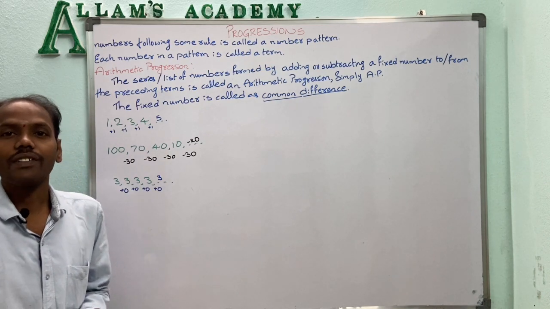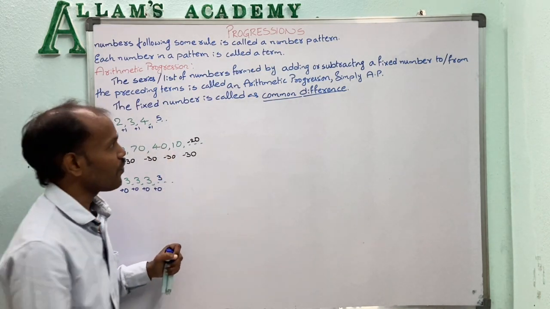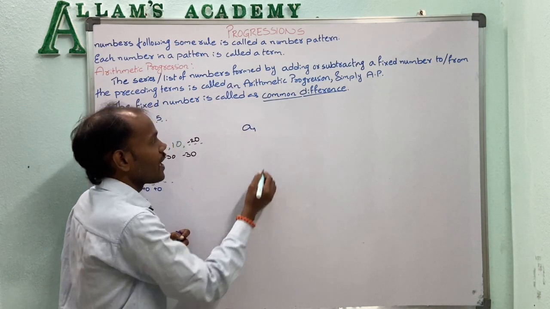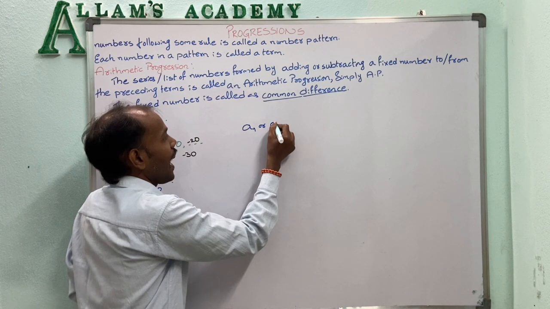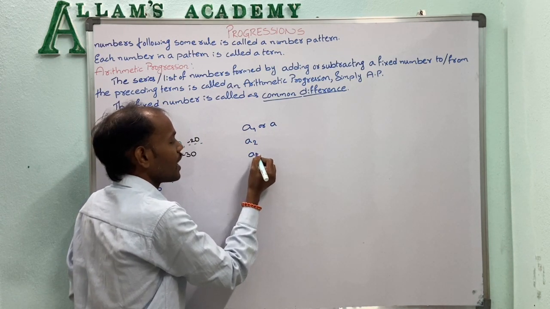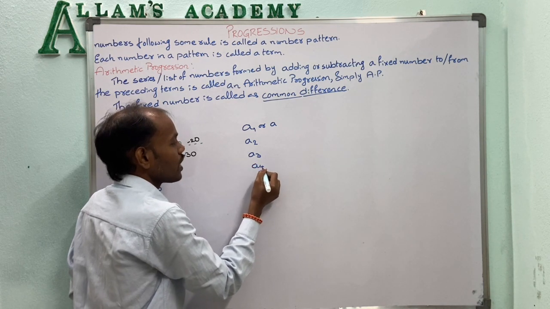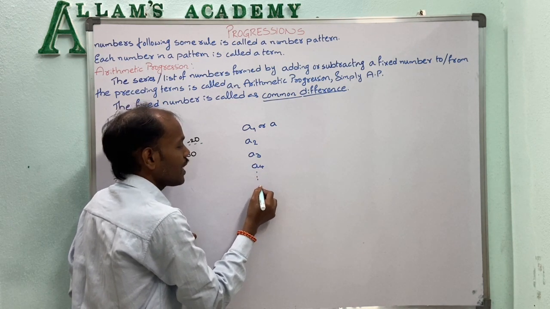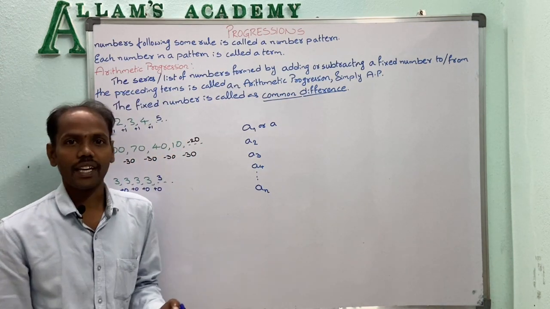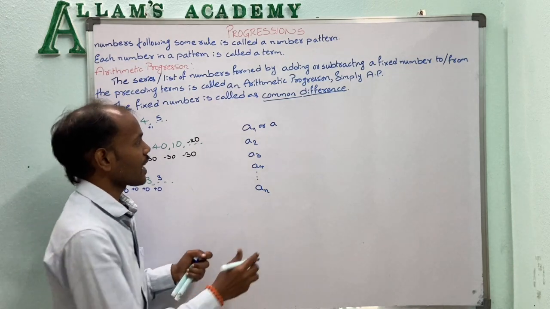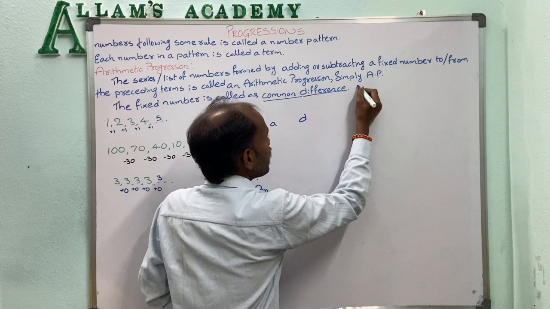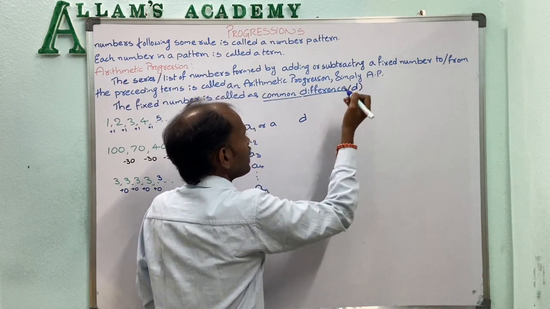Okay. Now in a series, the first term is indicated by a1, or A, the second term a2, the third term a3, the fourth term a4, and so on, up to the nth term an. In this way we can write it, and the common difference is indicated by d.